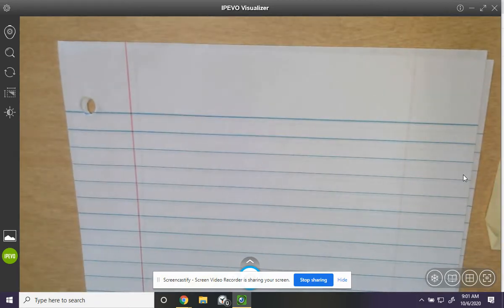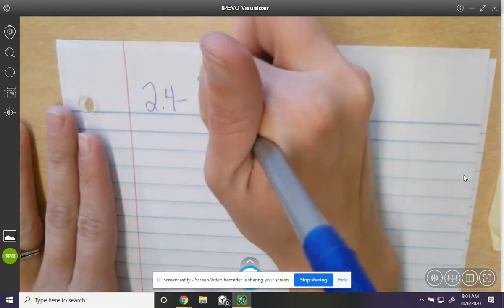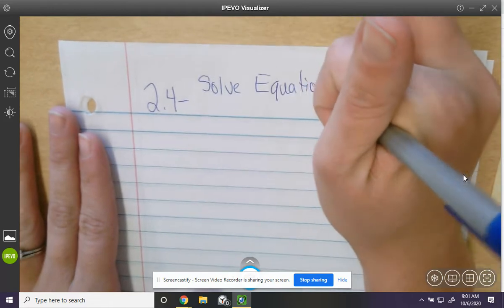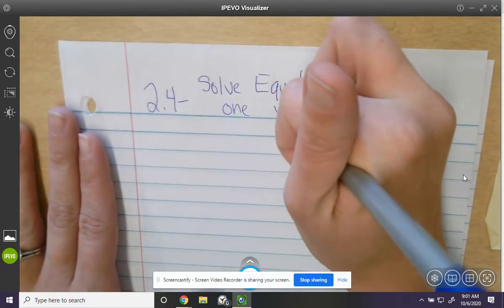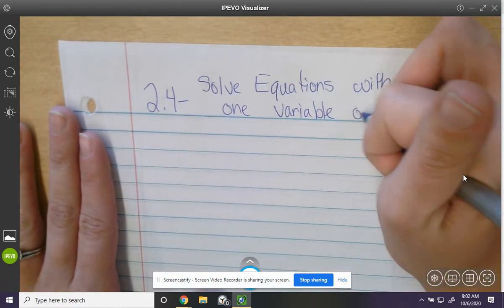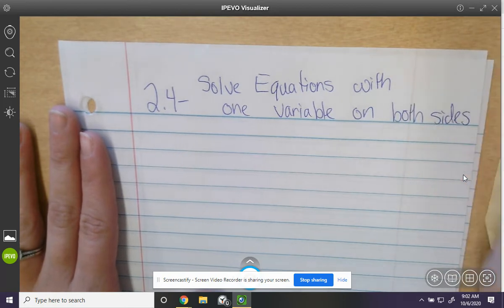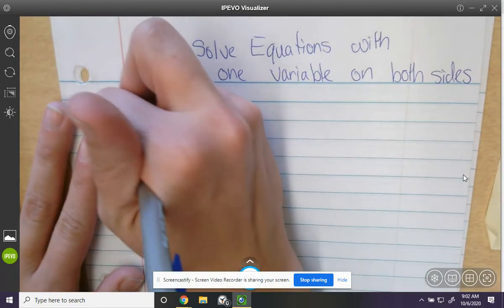So in your math notebooks today, we're going to do 2.4, which is solve equations with one variable on both sides. Okay, so we're just going to jump straight into examples.